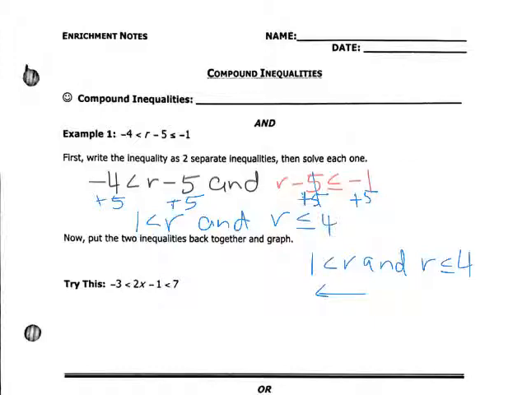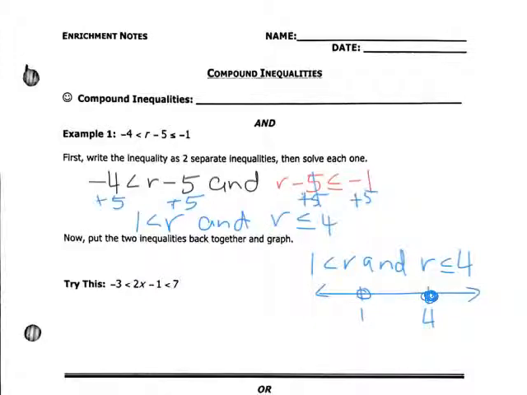As I'm graphing this, I want both of my numbers on the number line, the 1 and 4. I think about the kind of dots that I have. Remember, with this less than sign, since it doesn't have the equal to part, that's going to be an open dot. And with this one here, since it is equal to, I have a closed dot. Then I want to graph the numbers.